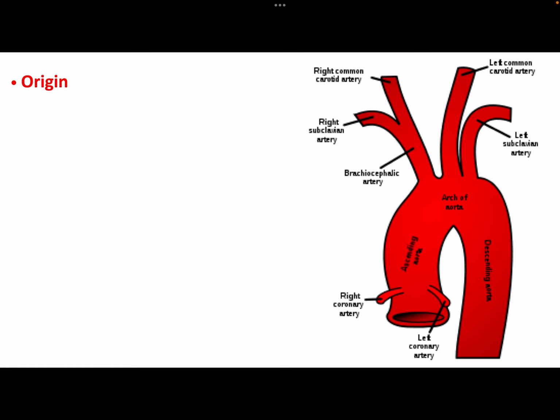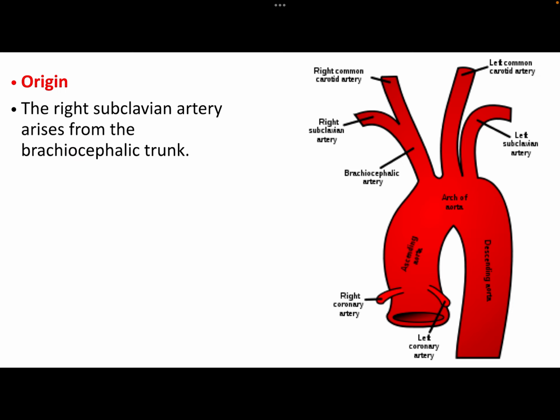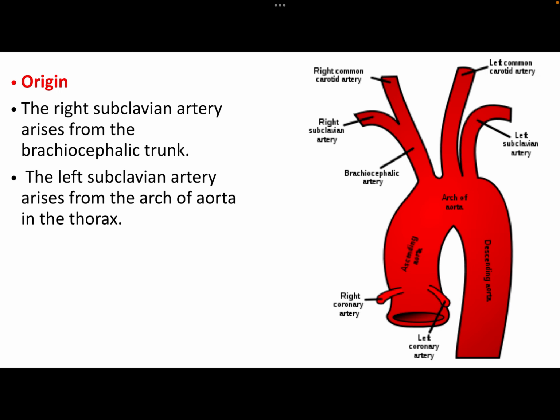The right subclavian artery is a branch of the brachiocephalic artery, hence it begins behind the right sternoclavicular joint. The left subclavian artery is the direct branch of the arch of aorta, hence it begins in the superior mediastinum.